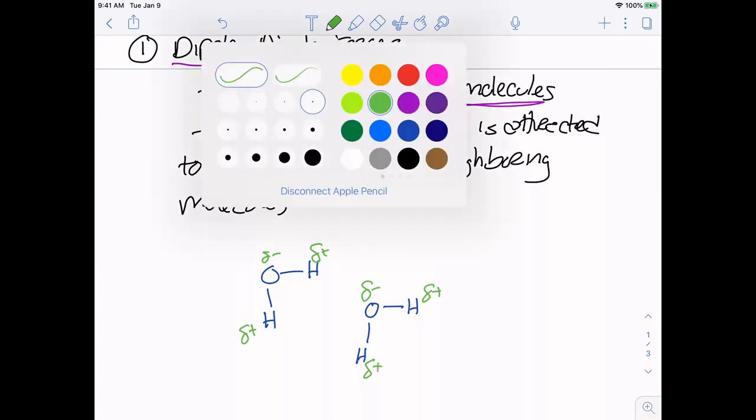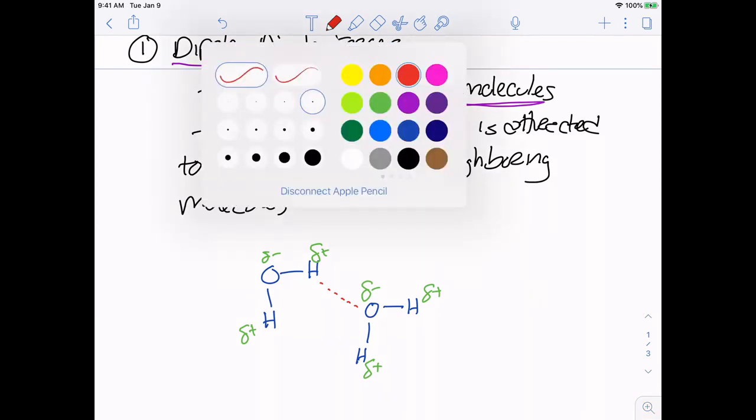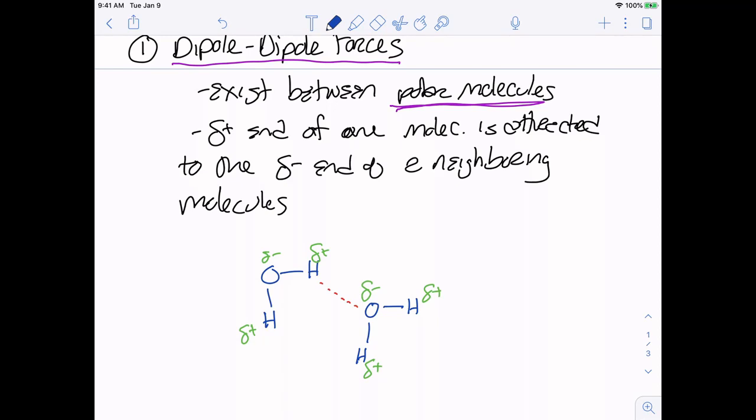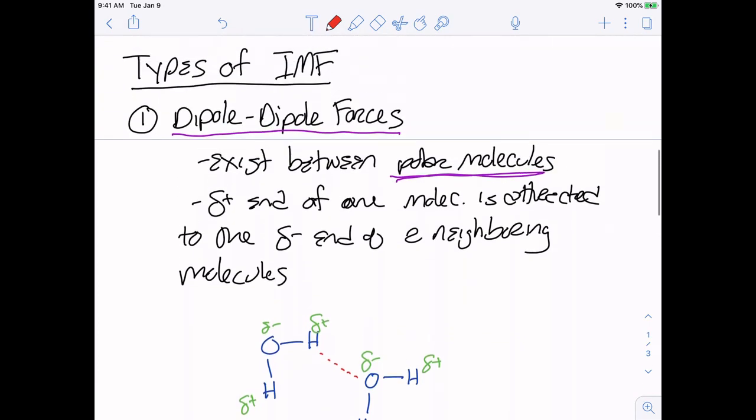So what happens, and we'll use a red dotted line to represent our intermolecular forces, is this partial positive hydrogen is attracted to that partial negative oxygen. And we could draw more than one in here. I can go draw another one. Again, oxygen is my partial negative, hydrogens are partial positive. If you need to go back and review that, please do it. And that red line is representing my dipole-dipole force. So between one water and another water, dipole-dipole forces are an example of one type of that connection.